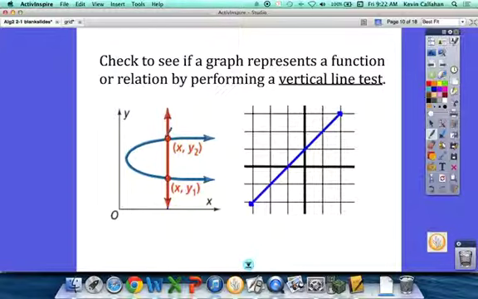Now, could you imagine anywhere on this graph where that wouldn't be true? Could you draw a straight line that only intersected in one place? Where do you say, Deshaun?